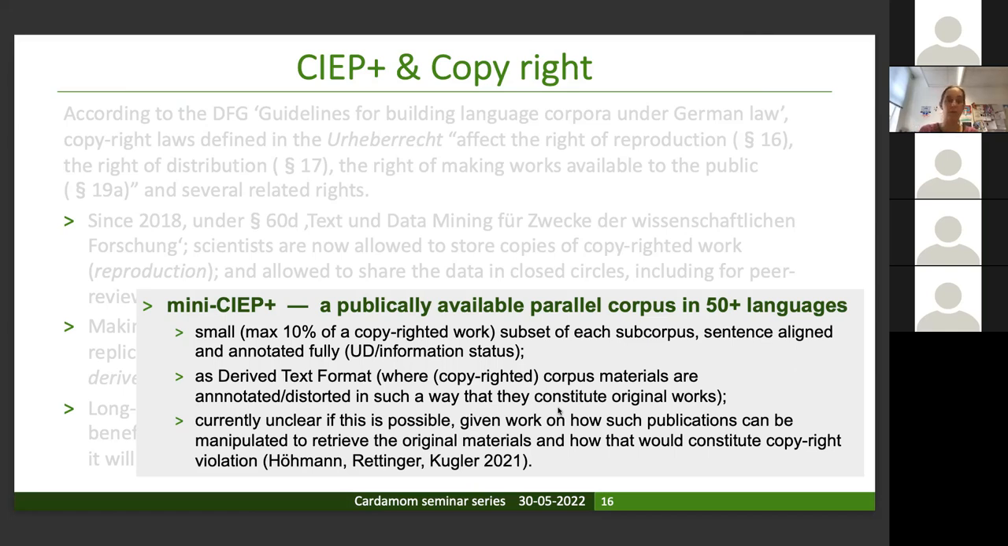Or, there's other ways to do it as well, which even disturb the original material even more. The only problem is that it's unclear if this is possible. So this is all kind of in a gray zone regarding copyright and using text material in the digital humanities. And there's been publications that say, well, actually you can manipulate such text-derived formats to retrieve the original materials, and then you are still constituting copyright violations. So we have to see how this will go, but we will work on this in the second half of this year, and hopefully find a solution that is legal and that will allow us to share a big chunk of the work that we have done so far.